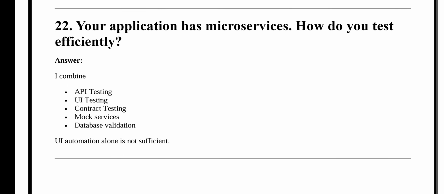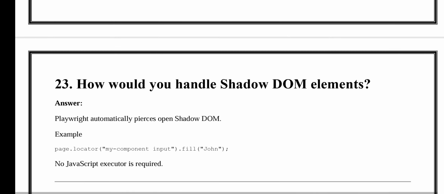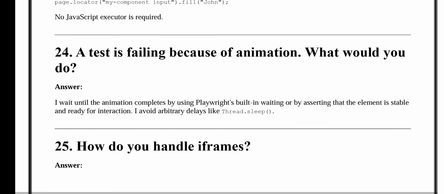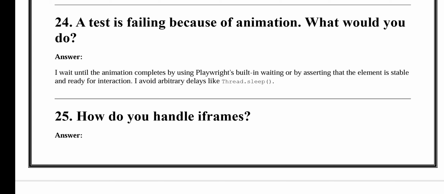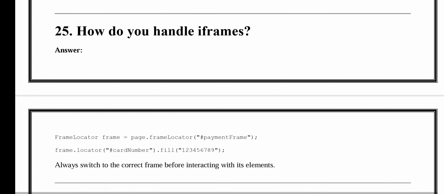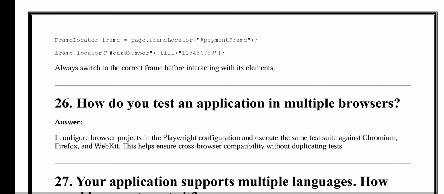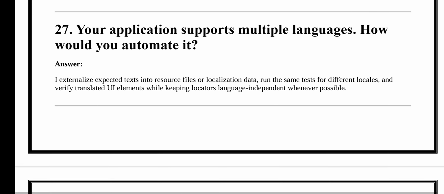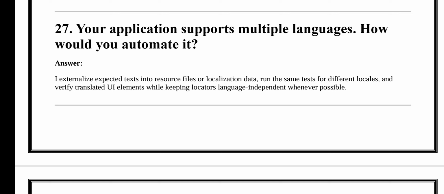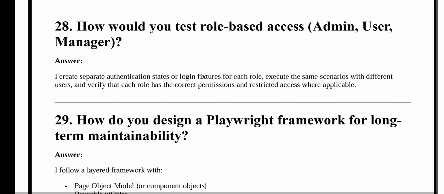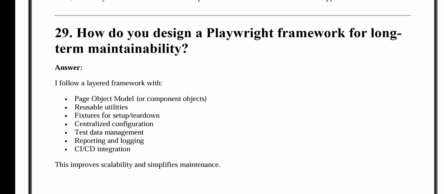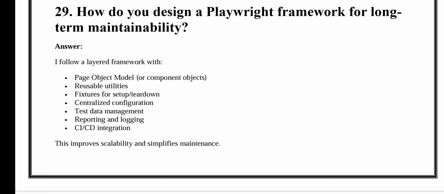Your application has microservices. How do you test efficiently? How would you handle shadow document object model elements? A test is failing because of animation. What would you do? How do you handle iframes? How do you test an application in multiple browsers? Your application supports multiple languages. How would you automate it? How would you test role-based access, that's admin or user or manager? How do you design a Playwright framework for long-term maintainability? Can you explain at high level?